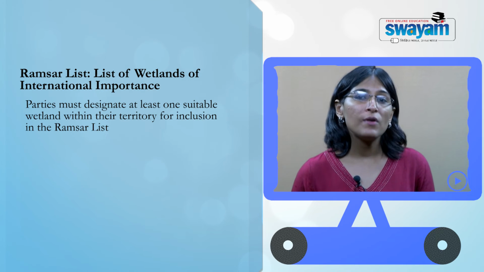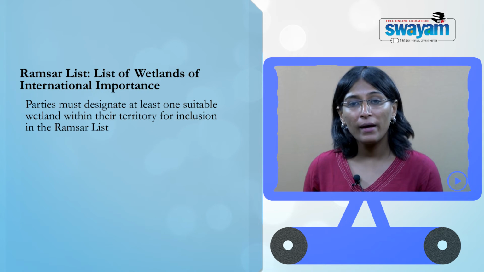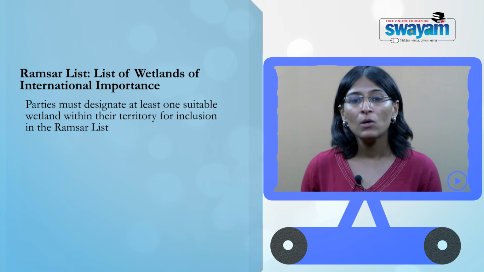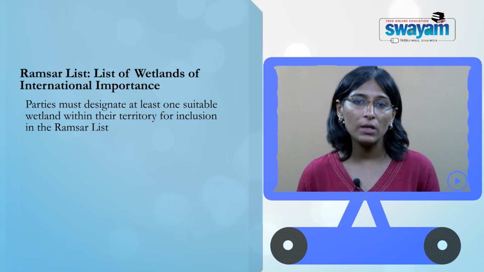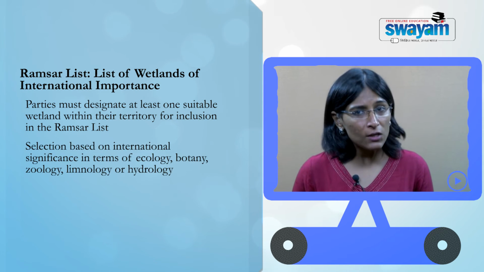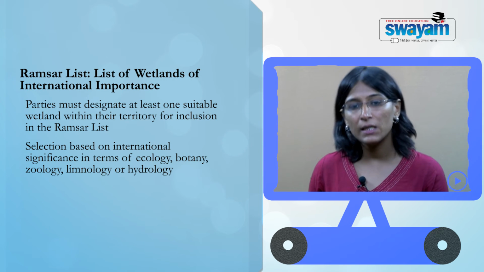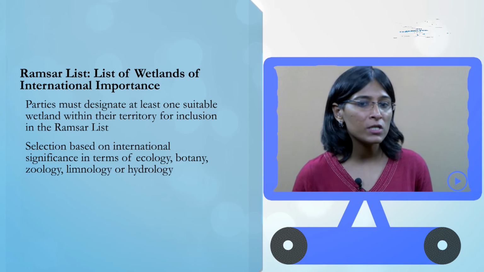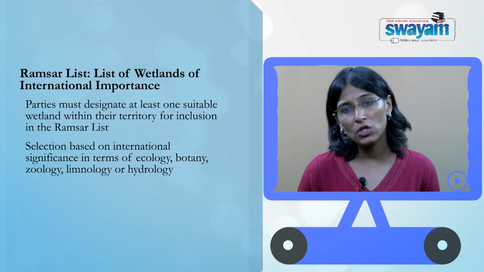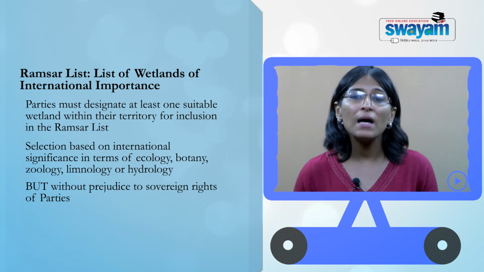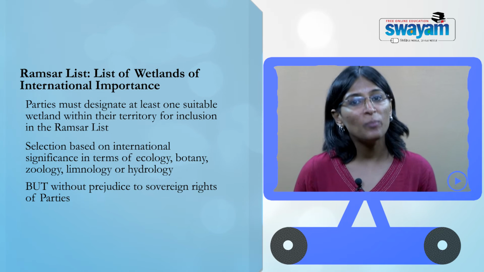The parties to the Ramsar Convention are required to designate at least one suitable wetland within their territory for inclusion in the Ramsar list. Now, the selection of this wetland is based on its international significance in terms of ecology, botany, zoology, limnology or hydrology, but this designation is without prejudice to the sovereign rights of parties.